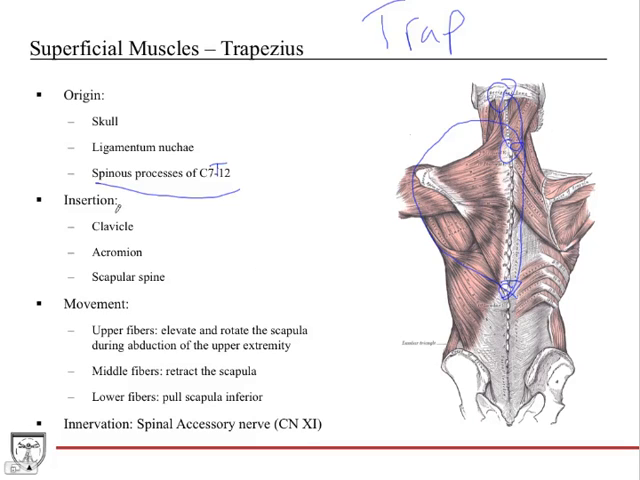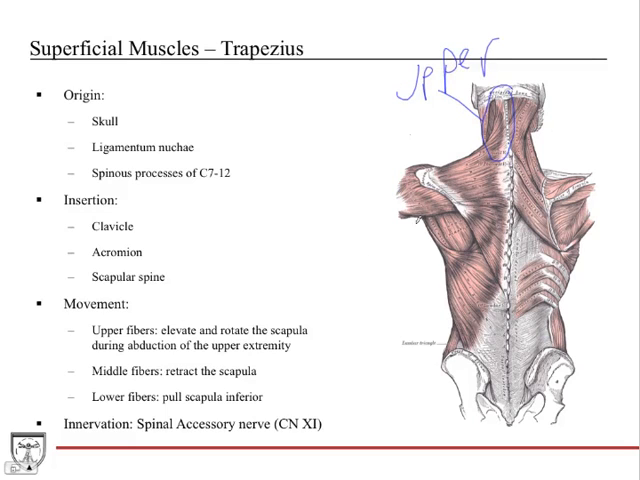Insertion: it inserts onto the clavicle, which is your collarbone in the front, and then it attaches onto the acromion, which is a bony knob on the scapula, and then the scapular spine here. So here's the scapular spine. The acromion is hard to show in this diagram because it's more anterior, but it's attaching there, and then obviously the clavicle in front. So the movement: it's got three fibers, the upper fibers, middle fibers, lower fibers, big muscles. So you have your upper here.